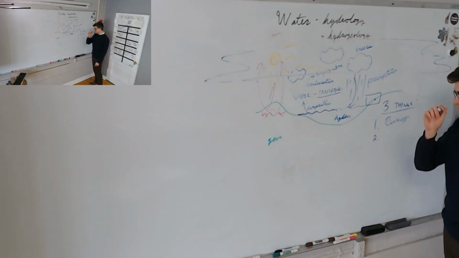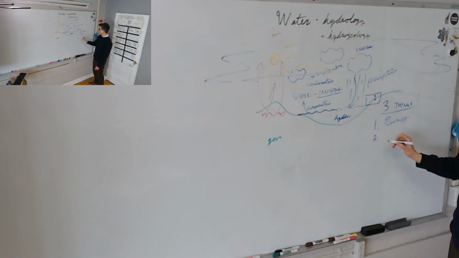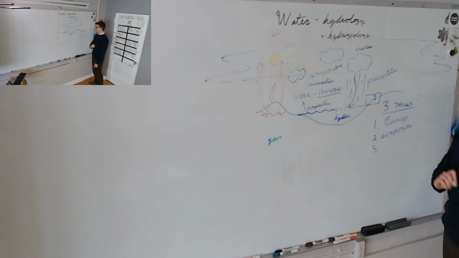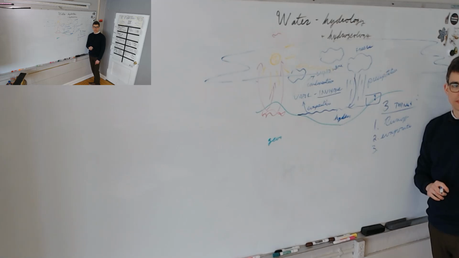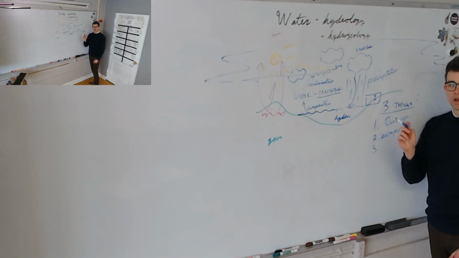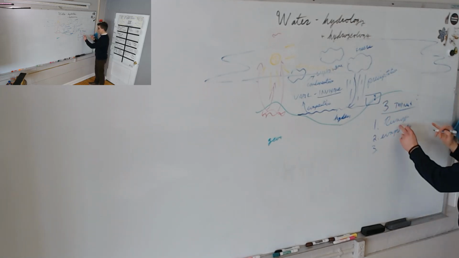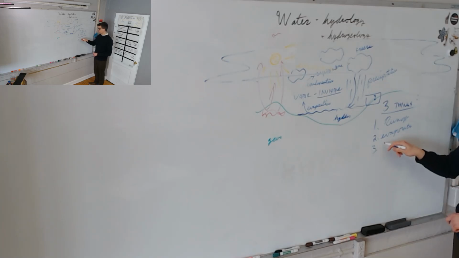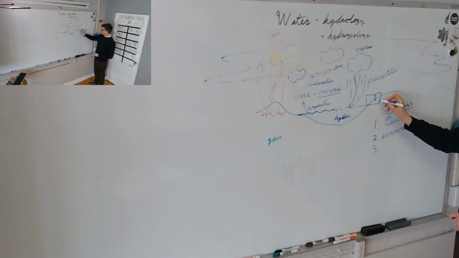Two, what else could it do? Evaporate is exactly right, Ethan. It could just return to the atmosphere, evaporate. And thirdly, what else could it do? No. Erosion might happen as it runs off, but that's not what we're talking about. That's not what the water's doing. Where else could it go? Where else can it go? This little drop of water.